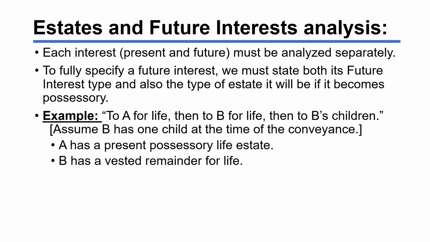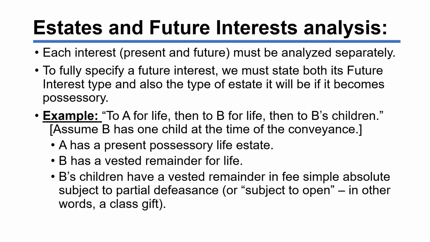So what B has is a vested remainder for life. We know that it's a vested remainder because B is an ascertainable person, we know his name, and there are no conditions precedent to B's taking the property. The third interest is the one to B's children, and it's also obviously a future interest. In this case, because B has one child already born, it's a vested remainder.